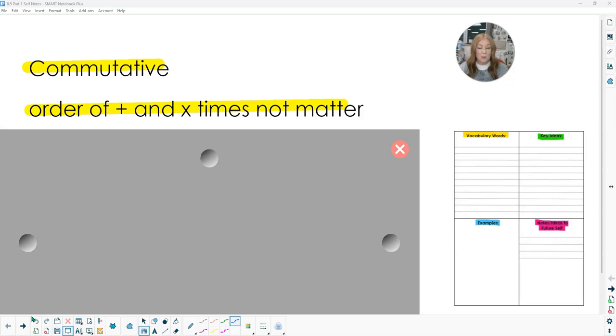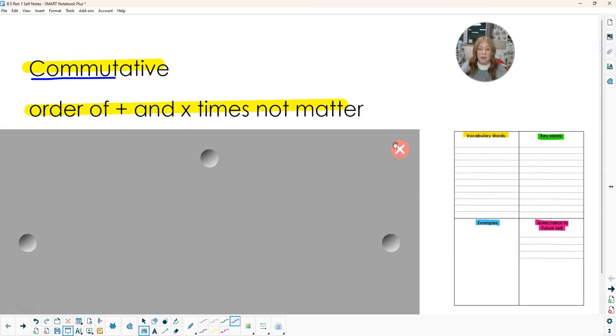For 8.5 part 1, we are going to start working on some properties of math. Now, properties are just rules that we can apply in different situations. So the first one is the commutative property, and this tells us that the order of addition and multiplication does not matter. This word commute means to go back and forth. When you commute to work or you commute to school each day, you're going there, you're going back.